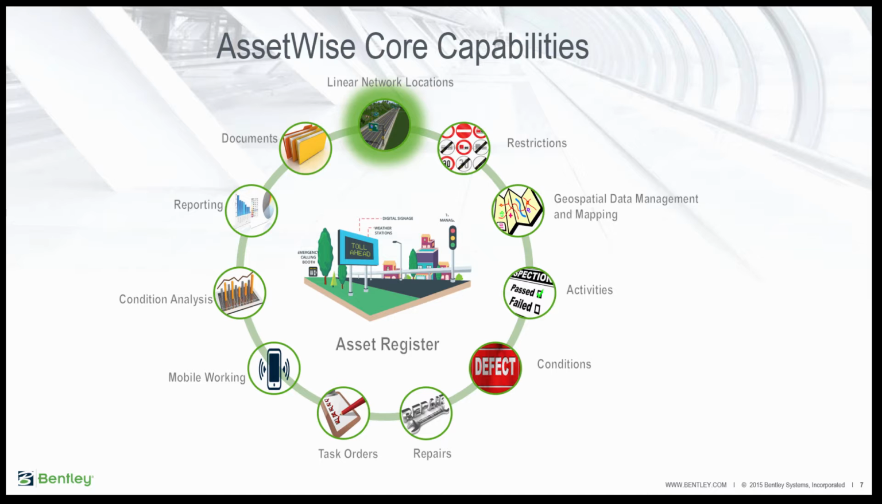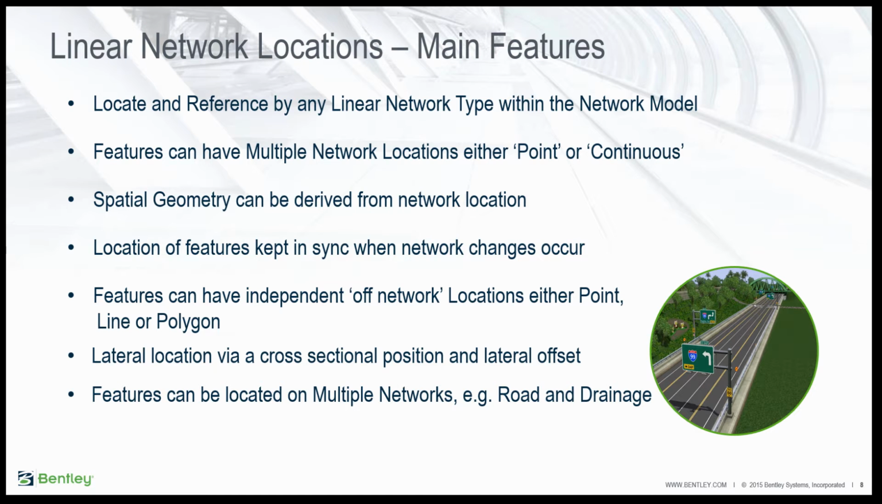The next core capability we have is the ability to model and manage linear network locations. Features can be located and referenced by any linear network type within the network model. These could include maintenance sections, traffic sections, state routes, or interstate routes, or any other linear network type modeled within the network model. Features can have multiple network locations, and these can either be point, such as a sign, or a continuous location, such as a guardrail.